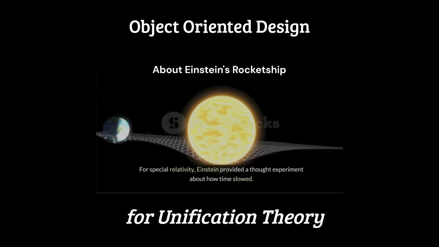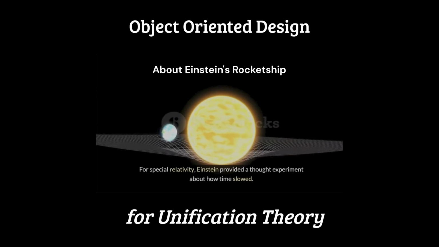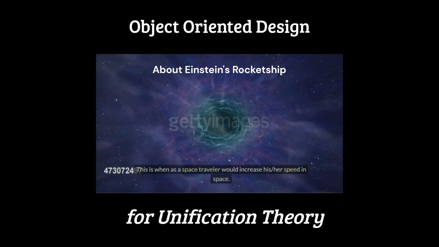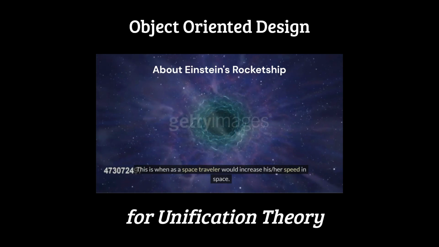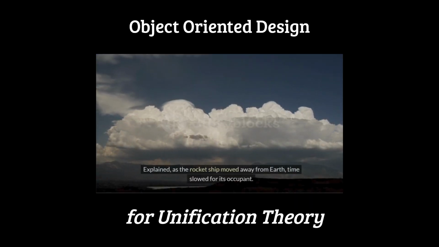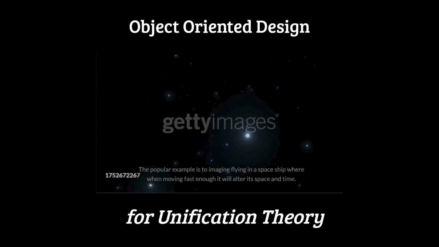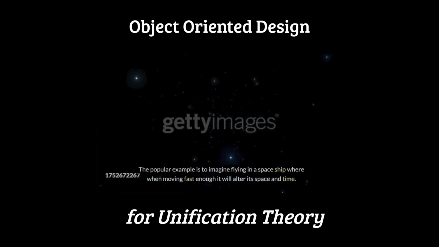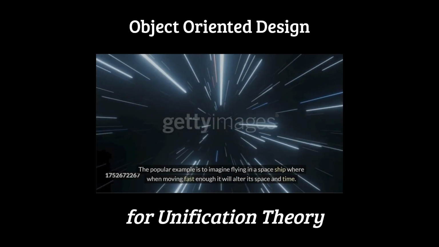For special relativity, Einstein provided a thought experiment about how time slowed. This is when a space traveler increases her speed in space. Explained, as the rocket ship moved away from Earth, time slowed for its occupant. The popular example is to imagine flying in a spaceship where, when moving fast enough, it will alter its space and time.